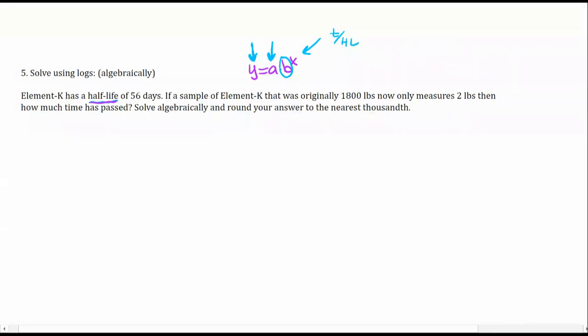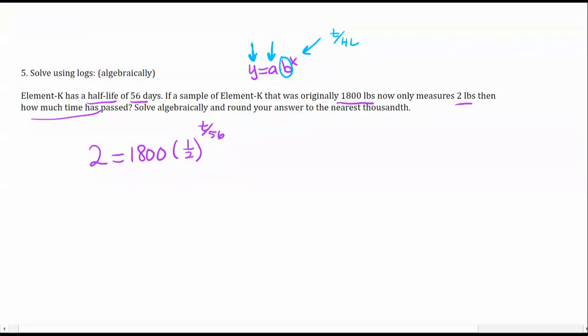So we're going to rewrite this exponential function when we read this situation. Element K has a half-life of 56 days. The sample was originally 1,800 pounds, now only measures 2 pounds. And we're looking for how much time has passed. So when we write this equation here, the y value is how much we end up with, which is 2 pounds. A value is how much we start with, which is 1,800 pounds. The b value is always 1/2 because we're talking about half-life. And then we're looking for the time, and our half-life is 56 days.